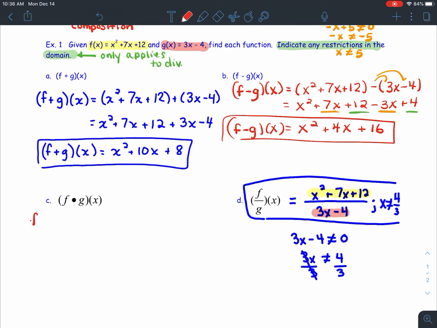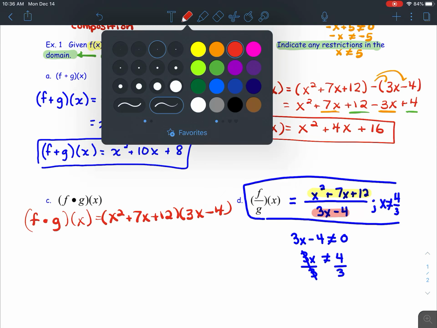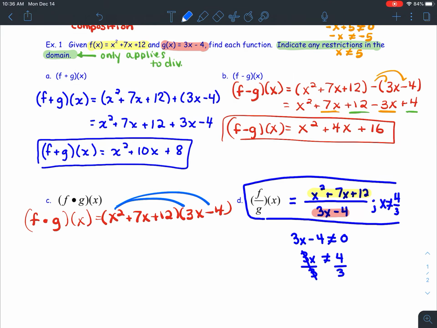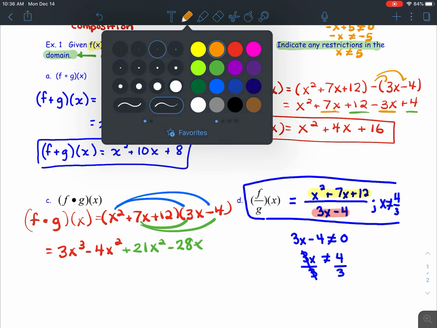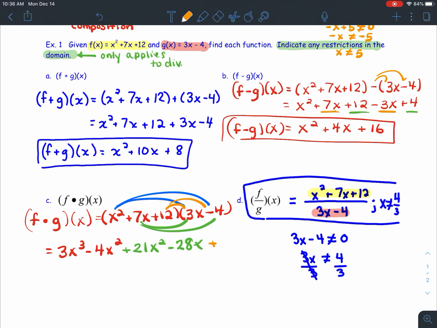Let's try one more where we are multiplying these together. Again with the parentheses, we want to definitely include these in parentheses. We're going to place them side by side now, and we would distribute the x squared to every term. So that's going to make this 3x cubed minus 4x squared. Then we're going to double back and distribute the 7 to everything. That'll be a 21x squared minus 28x. And then our last thing is to distribute the 12. We get 36x minus 48.